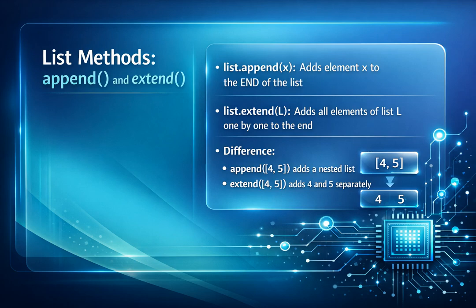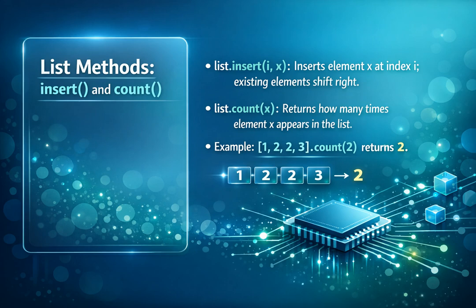The extend method adds all elements from another list one by one. The key difference is that append of a list within brackets creates a nested element, while extend flattens it and adds each item individually. The insert method takes two arguments, an index position and a value. It inserts the value at the given position, shifting all subsequent elements one place to the right.